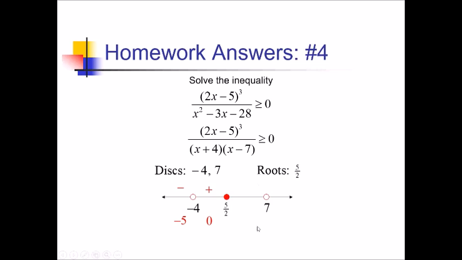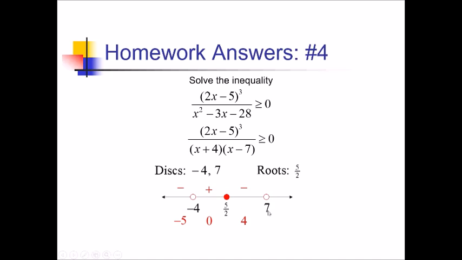Now, we have to be a little careful here between 5 halves and 7. Again, 5 halves is about 2.5, so let me use 4, which is between 2.5 and 7. I also could have used 3, but that's cutting it kind of close. So plugging 4 in, 2 times 4 minus 5, that's 8 minus 5, that's positive. 4 plus 4 is positive. 4 minus 7 is negative. A single negative gives me a negative overall.